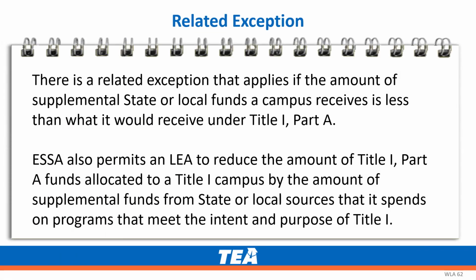In addition to the exception of skipping a campus, there is a related exception that applies if the amount of supplemental state or local funds a campus receives is less than what it would receive under Title I. ESSA permits an LEA to reduce the amount of Title I Part A funds allocated to a Title I Part A campus by the amount of supplemental funds from state or local sources that it spends on programs that meet the intent and purpose of Title I Part A.